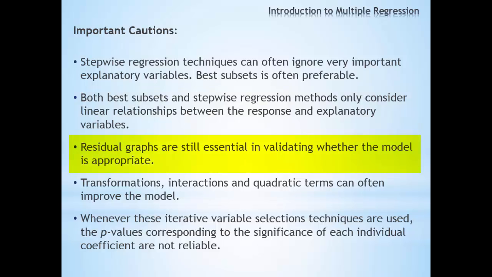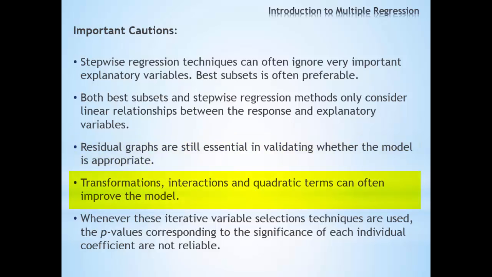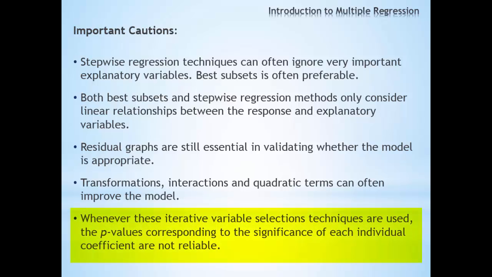In essence, none of these variable selection techniques should be done without looking at residual plots. Residual graphs are essential in validating whether the model is appropriate. Through looking at these residual plots, we could identify whether transformations, interactions, or quadratic terms may improve the model. Often they do, but we wouldn't know that unless we look at the residual plots. For example, our textbook describes how the residual plots demonstrate that a transformation is needed in our cars data. And as we describe in our next video, whenever these variable selection techniques are used, the p-values corresponding to the significance of each individual coefficient are not very reliable.